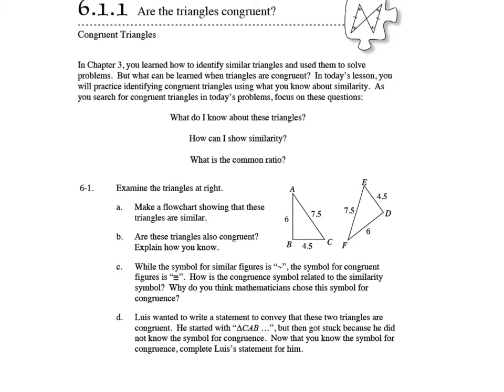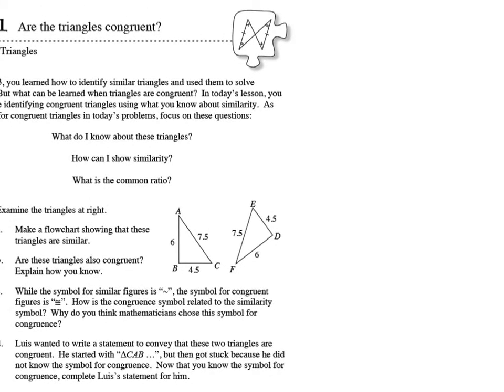So to begin with that, we're going to look at this problem 6-1 that says examine the triangles at the right, and make a flowchart showing that these triangles are similar to one another. So as a reminder, we have three similarity conditions: angle-angle, side-side-side, and side-angle-side. And in this particular instance, it looks like we're going to be using side-side-side, as we have three sets of sides in both triangles.